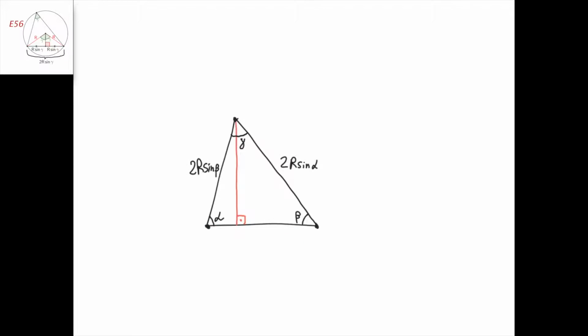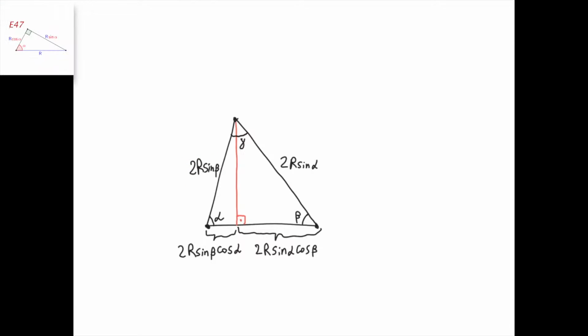By the law of sines, we know that this side equals 2 times r times sine of alpha, where r is the circumradius of the triangle, the radius of its circumcircle, and this side is 2r times sine of beta. Then, because this here is a right-angled triangle with hypotenuse 2r sine of beta and angle alpha here, we know that this side equals this side times cosine of alpha. And so this side equals 2r sine of beta times cosine of alpha.